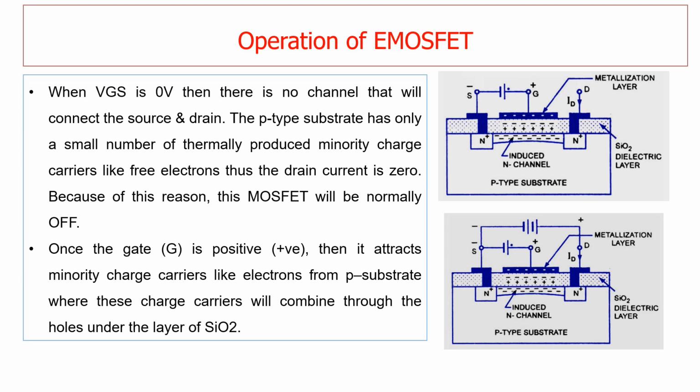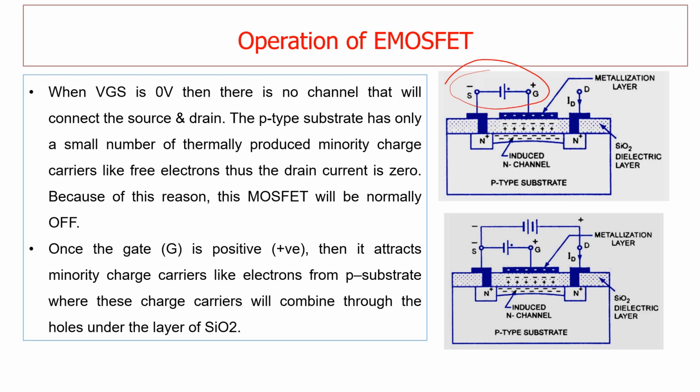The drain is made positive with respect to the source. See this: first, we are not giving any drain voltage. First VGS, this is your VGS. VGS is 0 volt, and then there is no channel that will connect the source and drain. The P-type substrate has only a small number of thermally produced minority charge carriers, because free electrons are fewer in the P-type substrate. Thus the drain current is 0. So the MOSFET will be normally off.